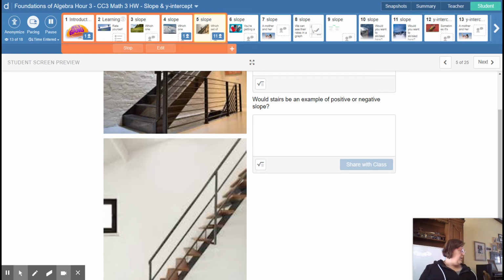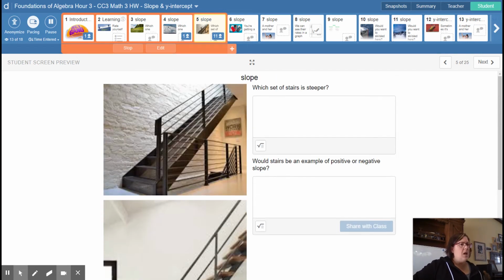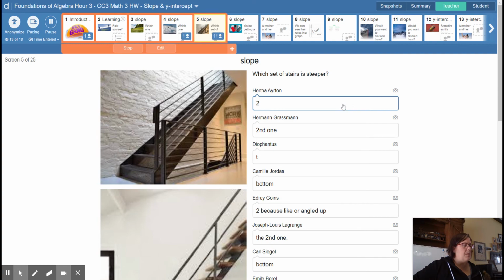All right, some of you aren't quite on the right slide, so I just sent a message to the whole class. Many of you are on here, so thank you very much for that. Again, which of these stairs is steeper, and then are these an example of positive or negative slope? I'm going to see what you responded.